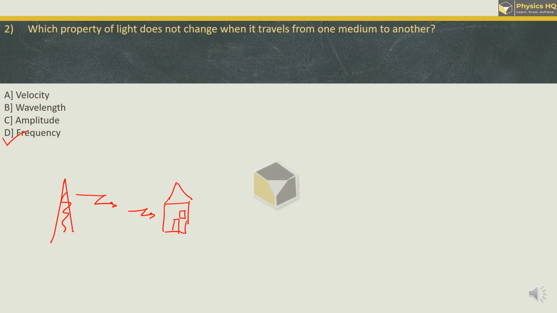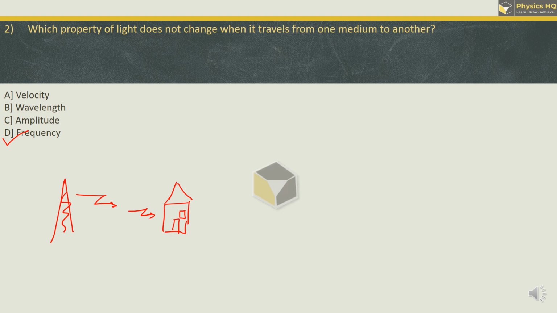So these waves travel through this glass window and reach the mobile inside the home. And the mobile tower and mobile phone talk on one particular frequency. So if the frequency changed while passing through glass or another medium, then we wouldn't be able to receive the signal properly. But we are able to receive the signal properly, and this proves that frequency does not change while passing from one medium to another. Hope you all understood this.